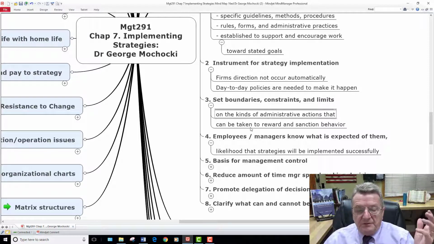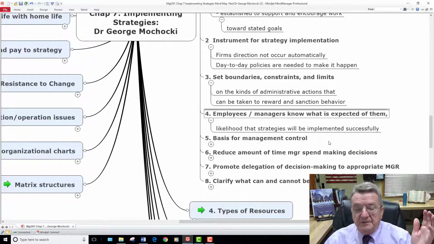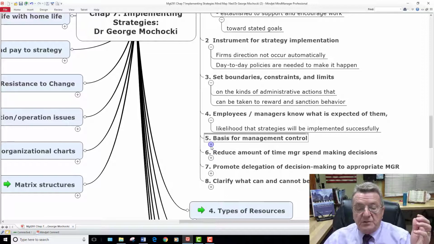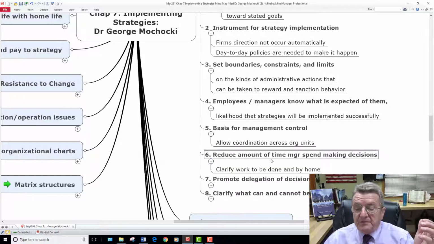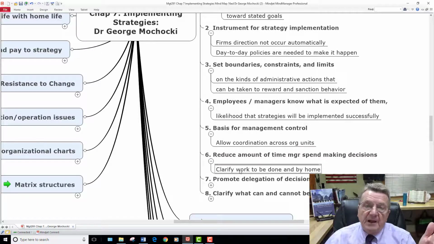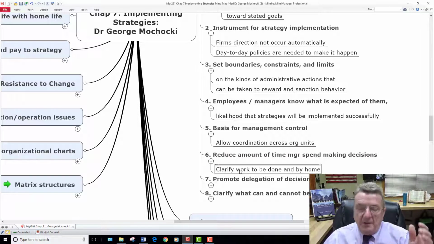Okay. Set boundaries. Employees and management know what's expected of them. It's the basis for managerial control and allows coordination across units. It reduces the amount of time a manager spends making decisions. That's why we have all these policies. If you have standard policies and procedures, you know what to do for most of the decisions.